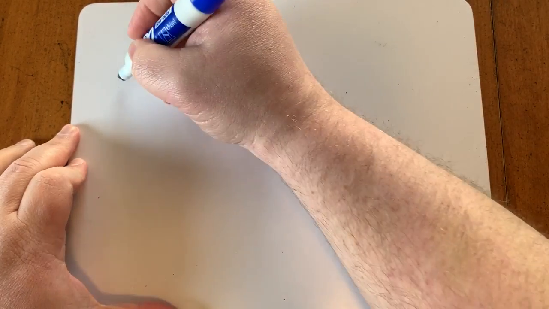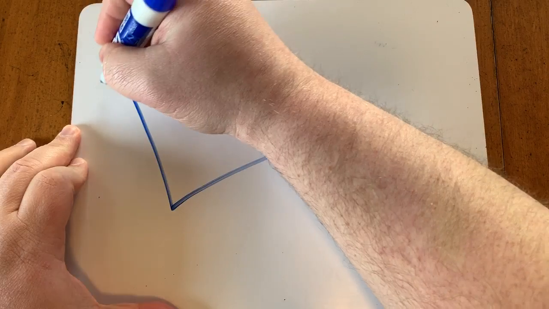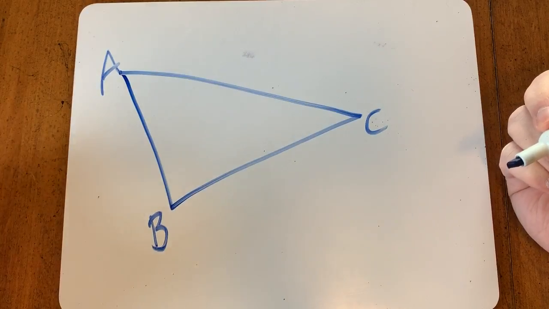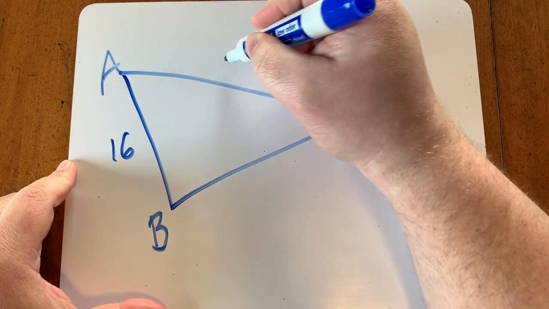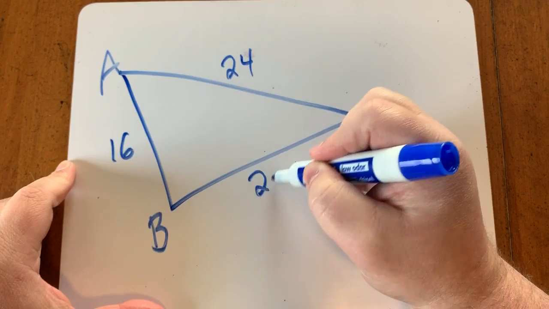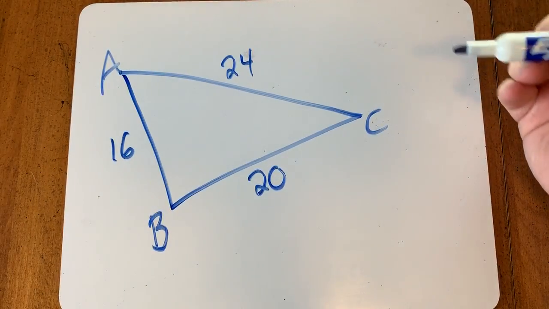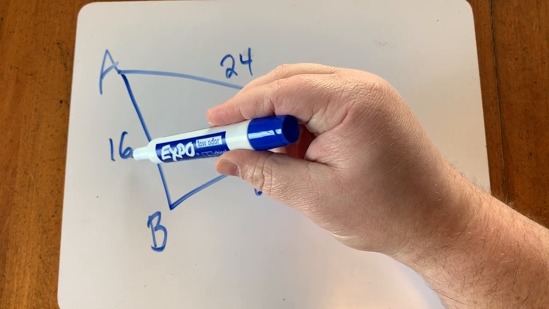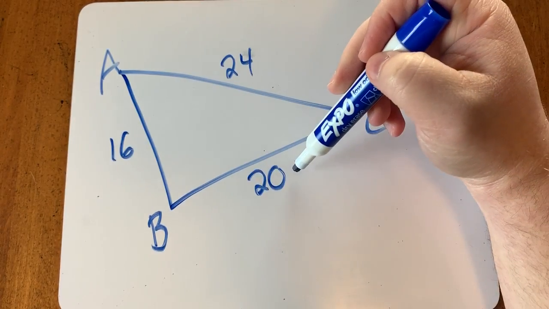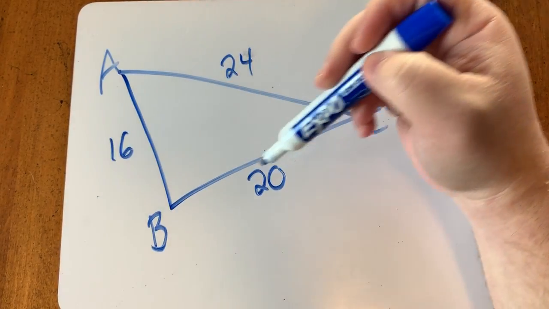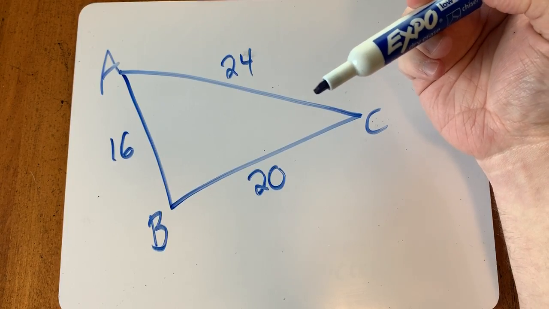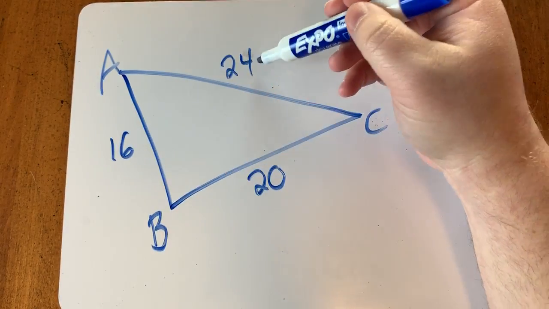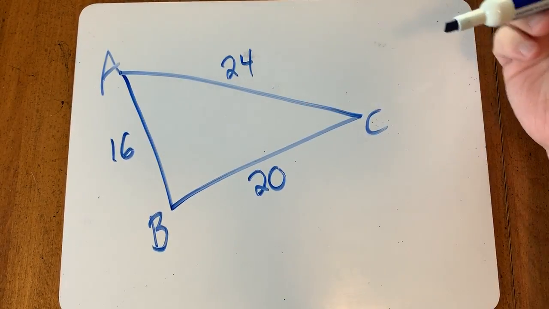So let's say we had a triangle, and I'm just going to do an arbitrary triangle, A, B, C, and I don't know, 16, 24, and 20. This isn't going to be a right triangle. I know because 16 squared is 256, 20 squared is 400. So if you add those up together, that is 656, and 24 squared is 576. So a squared plus b squared does not equal c squared, so it's definitely not a right triangle.